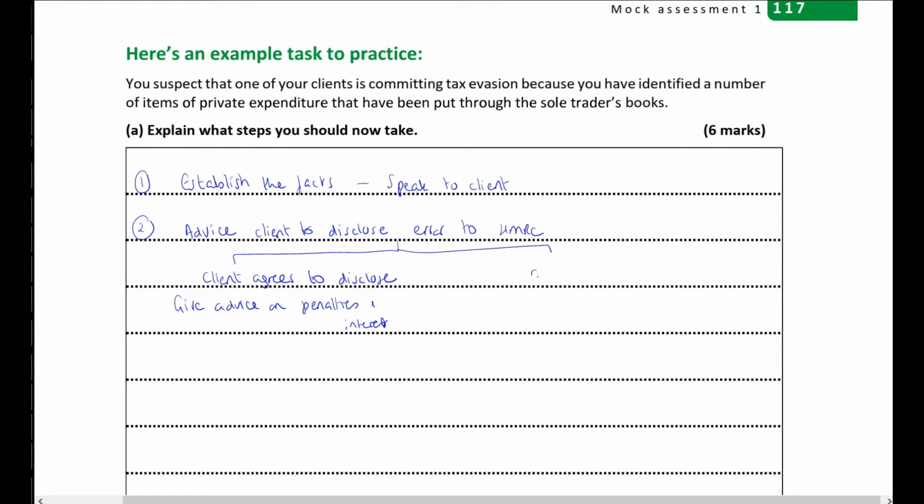But there's always a chance that the client will refuse to disclose, which creates us a little bit more work. So if our client refuses to disclose, I should firstly write to them, just to cover myself, to make it quite clear that there's no going back, and I just explain to them the consequences of failing to make a disclosure. So explain the consequences of refusing to disclose the error.